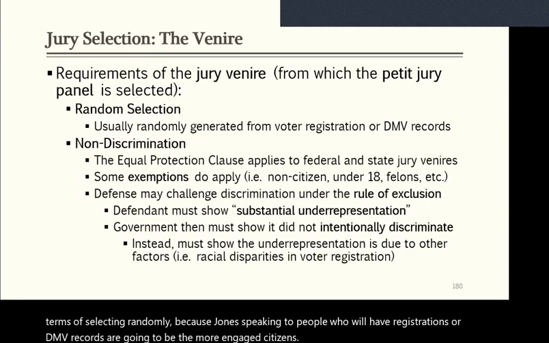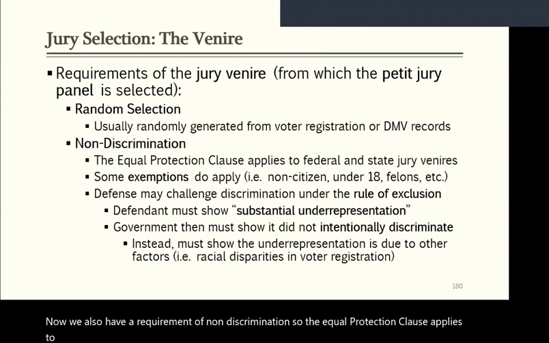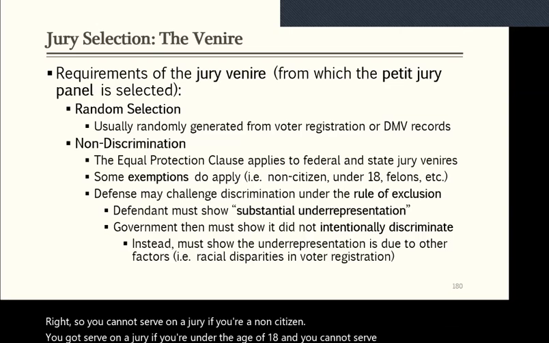Now, we also have a requirement of non-discrimination. So the Equal Protection Clause applies to federal and state jury venires. Now, some exceptions do apply, right? So you cannot serve on a jury if you're a non-citizen. You cannot serve on a jury if you're under the age of 18, and you cannot serve on a jury if you are a felon.